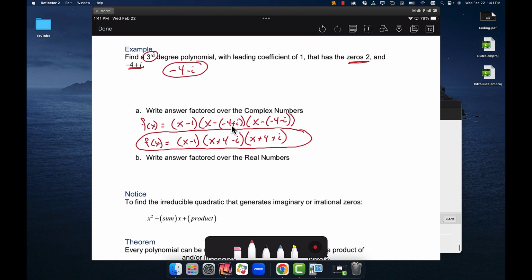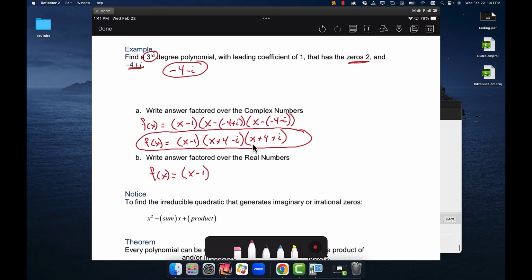Part B wants us to factor over the real numbers, meaning we don't want imaginary numbers in our answer. We don't want i's as part of our factors. So this time, we'll copy the first factor. It's good to go. It's already real. To eliminate the imaginaries, we'll just distribute this out.